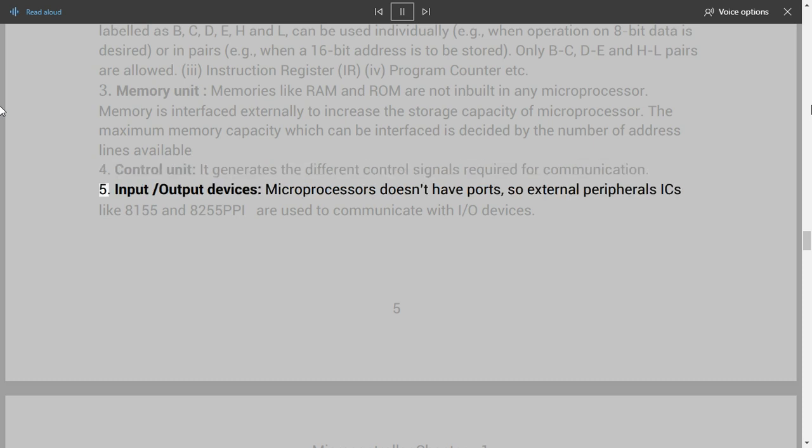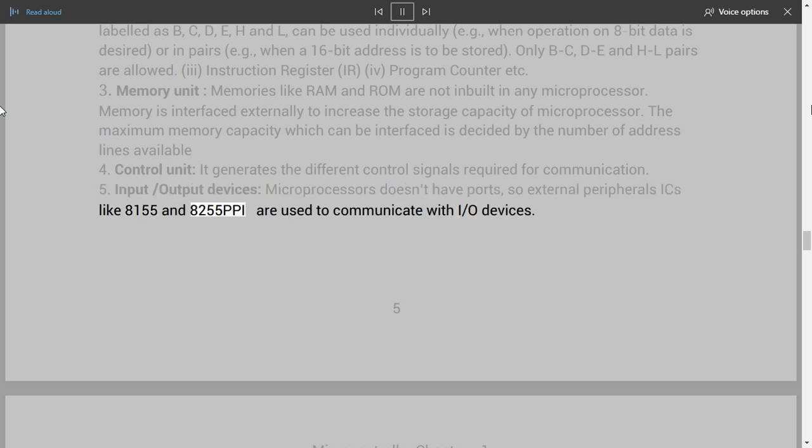5. Input/output devices. Microprocessors don't have ports, so external peripheral ICs like 8155 and 8255 PPI are used to communicate with I/O devices.